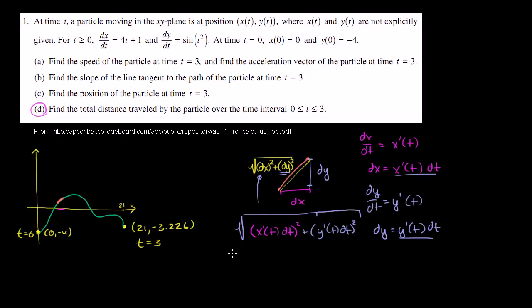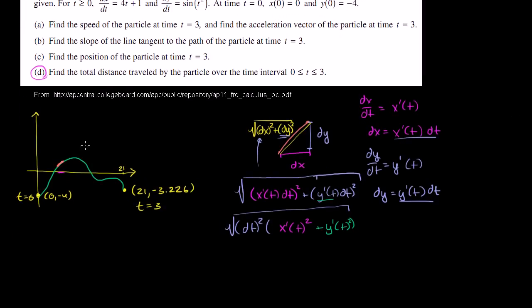and then you can actually factor out a dt squared. So this is going to be equal to dt squared times x prime of t squared plus, I'll do this in green, y prime of t squared. And then, of course, you can factor the dt out of the radical sign now. The square root of dt squared is just dt. So all of this simplifies to x prime of t squared plus y prime of t squared, and then we factor out the dt.